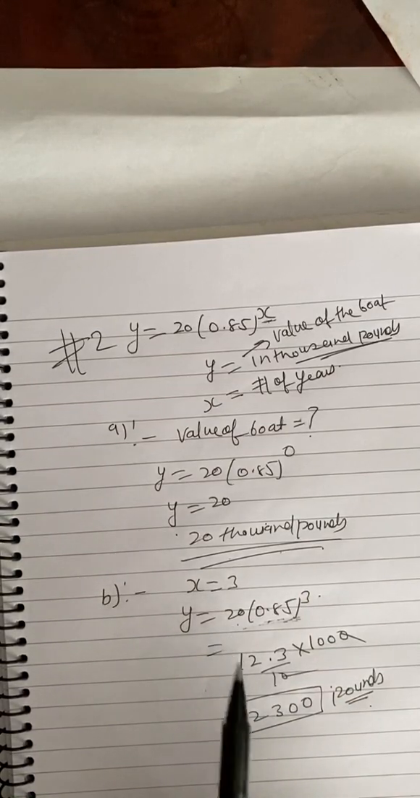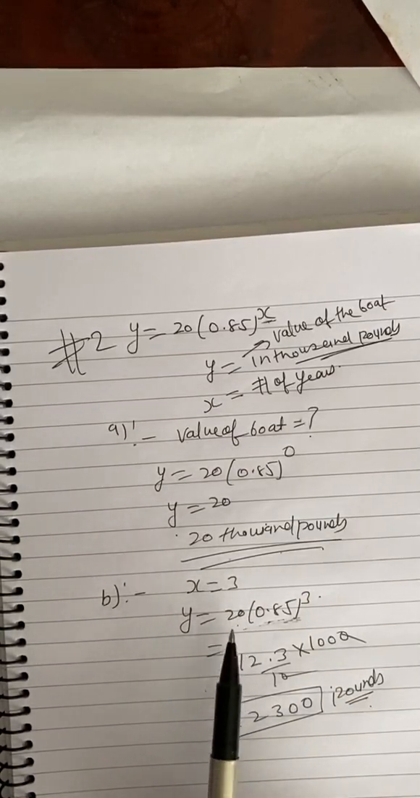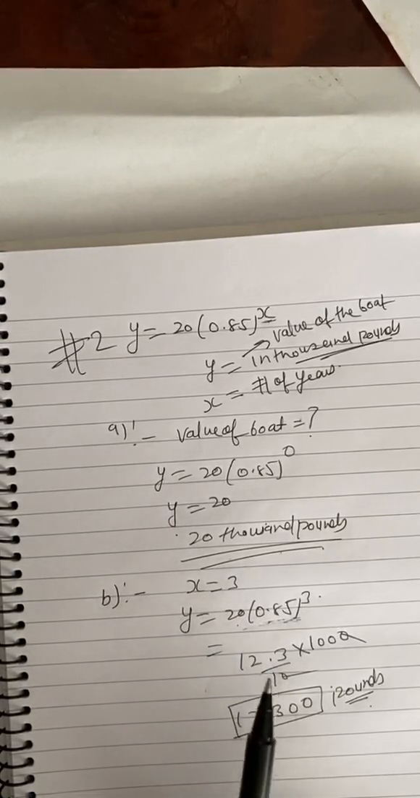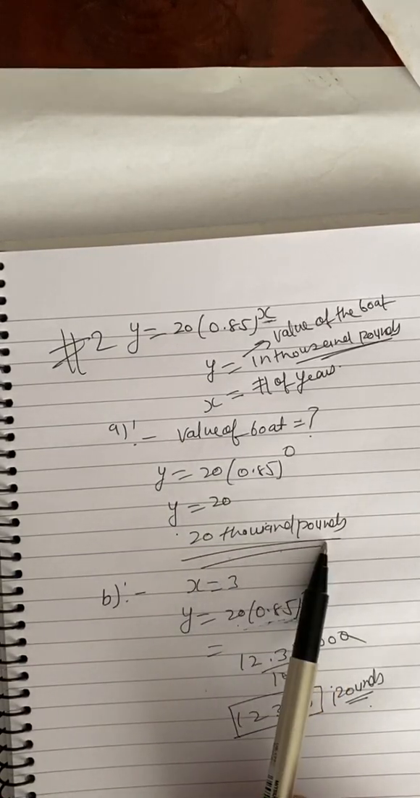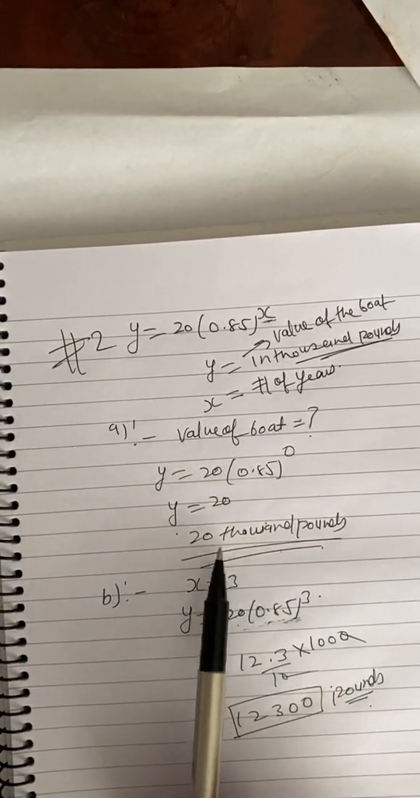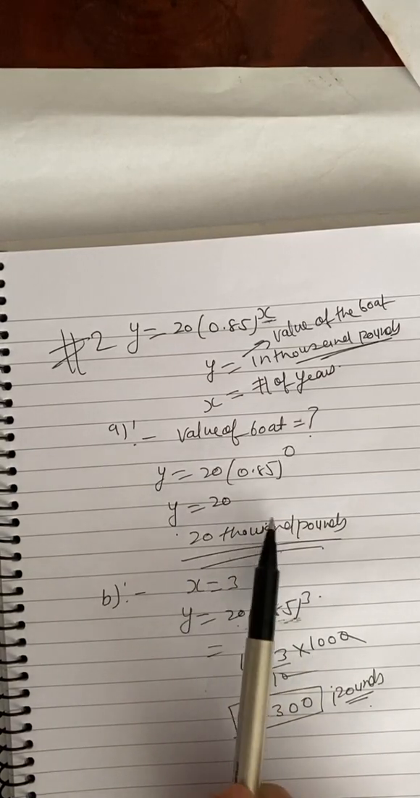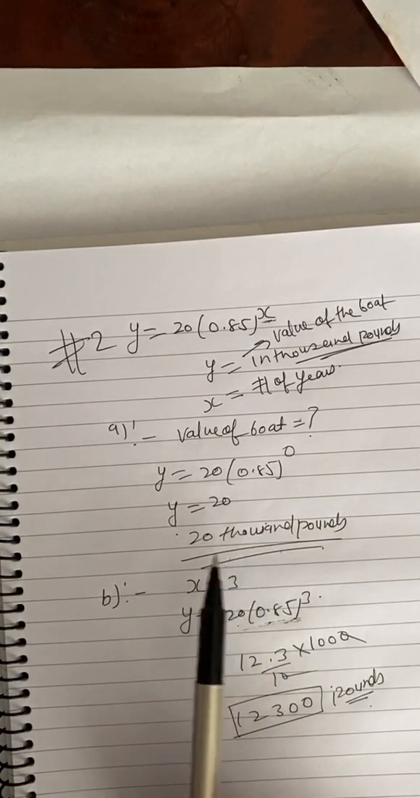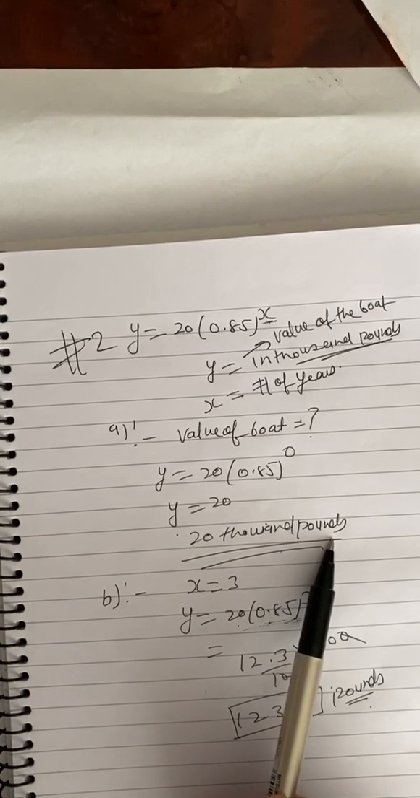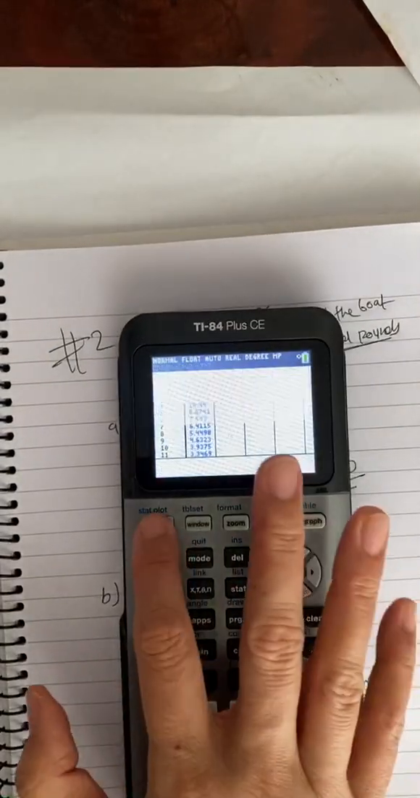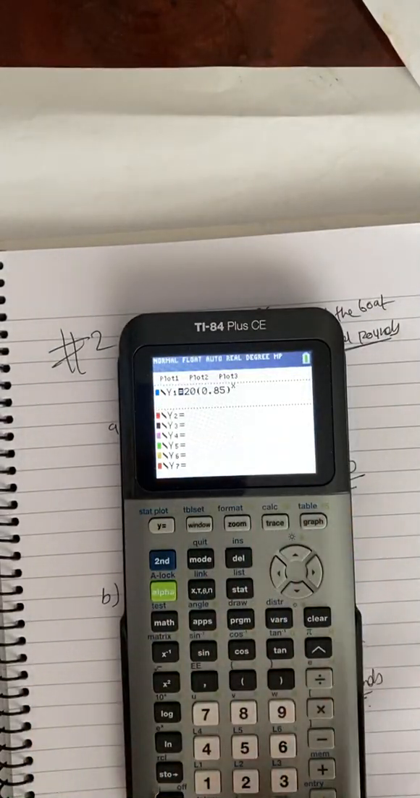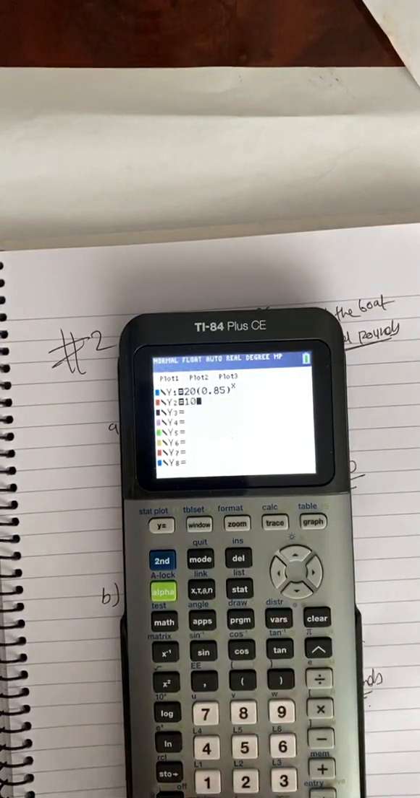Now they want you to find out, using your calculator, an estimate of when the value of the boat will be worth half of its original value. The original value, if you remember, was 20,000 pounds. So you have to find how many years it will take to have half the value of this boat, which means y is equal to 10. I'm going to use my calculator again. I already have 20 times 0.85 to the power of x, so I'm going to enter 10 here.